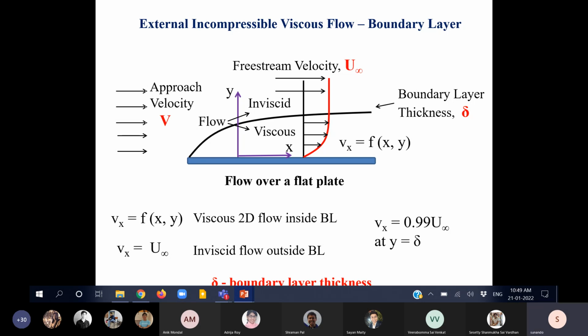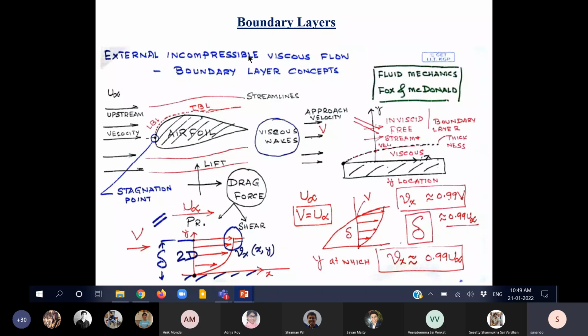So the impetus for evolving such a definition comes from the nature of the velocity variation. It is again something which I have already discussed. So I will leave this. Only the left hand side top part I would like to discuss for a few minutes.